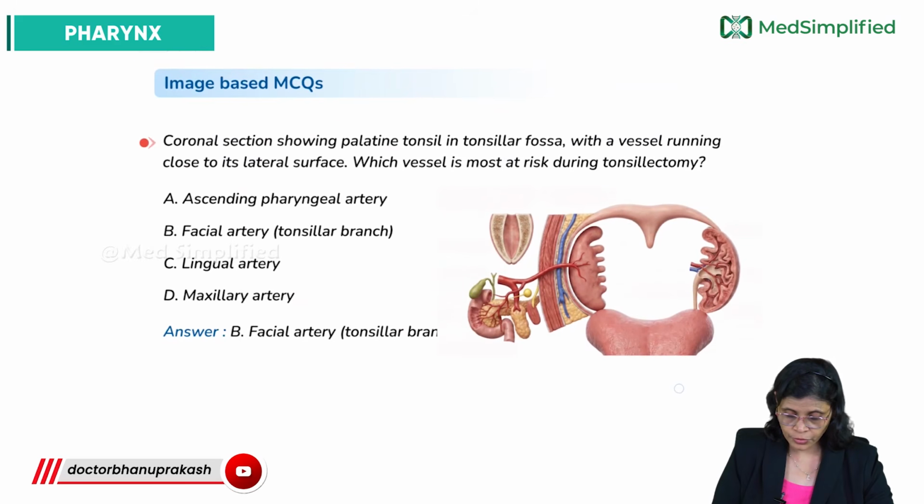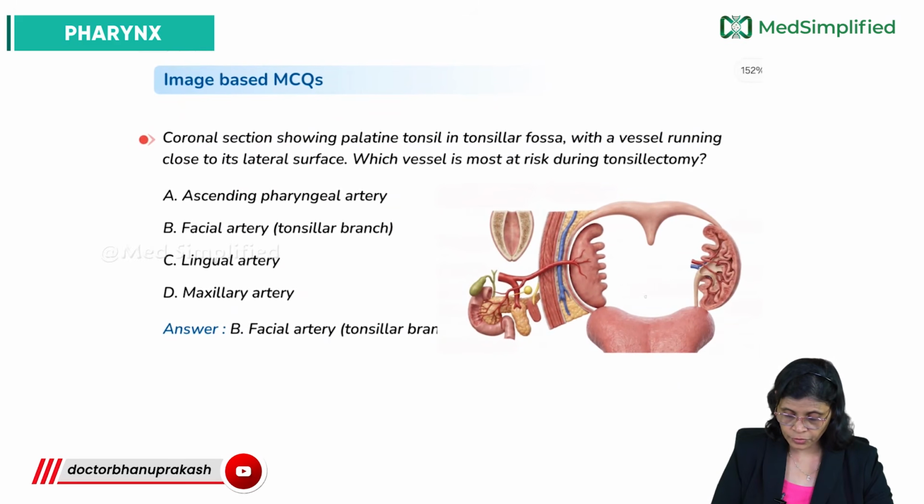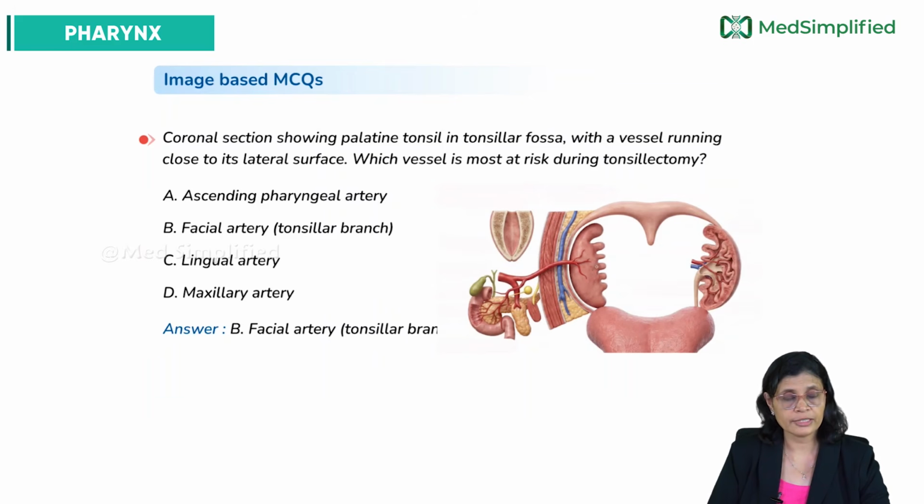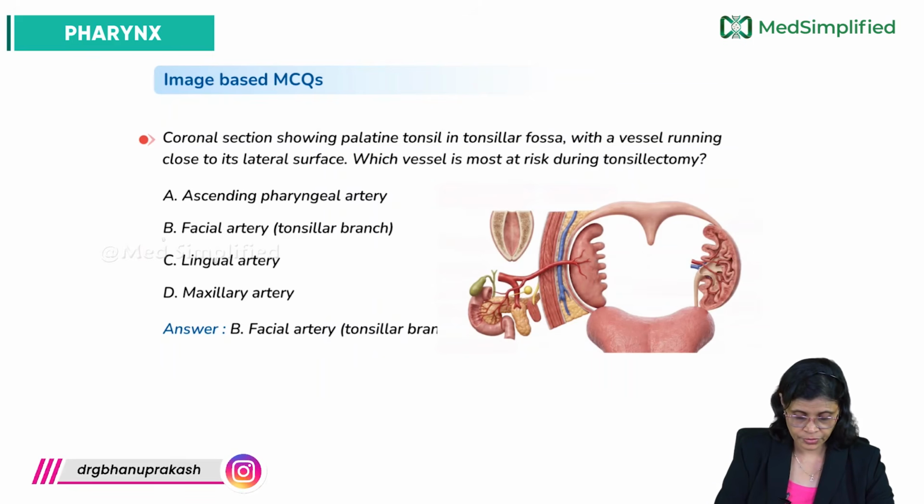Coronal section showing palatine tonsil in the tonsillar fossa with the vessel running close to its lateral surface. Which vessel is most at risk during tonsillectomy? Tonsils are supplied by the tonsillar branches from the facial artery. So the facial artery is more at risk.